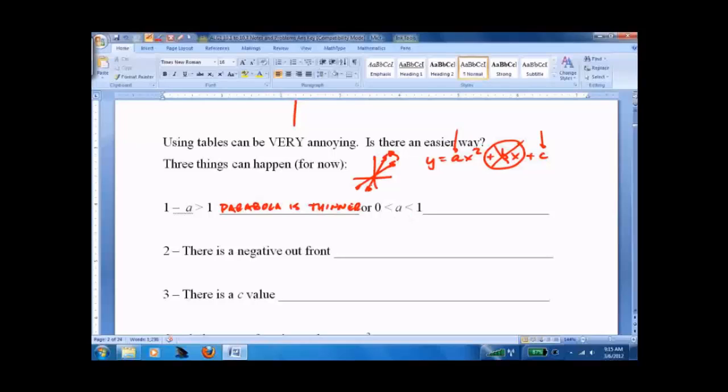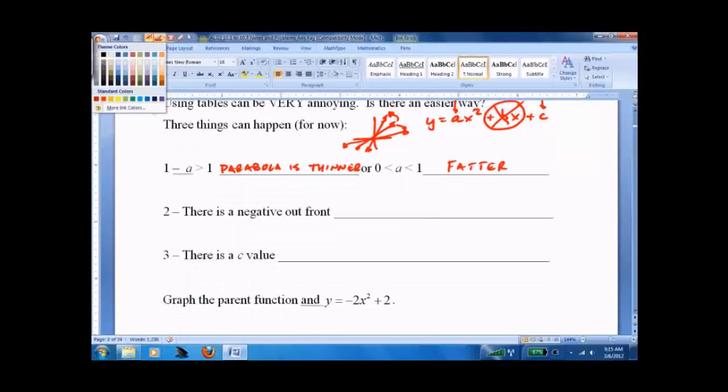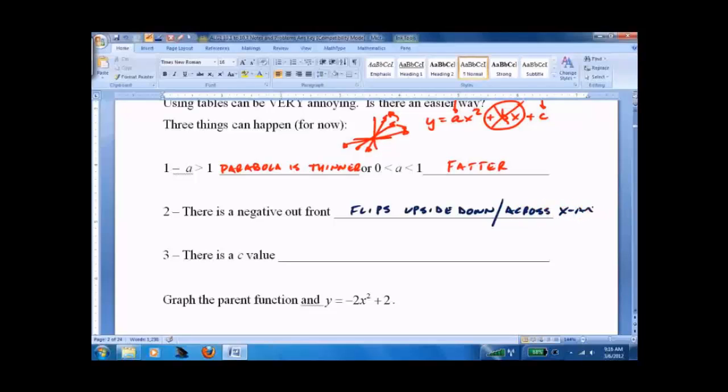If it is a fraction, just like here, 1/2 would be like this, it gets fatter. And they've got all sorts of nice technical terms. It becomes horizontally or vertically expanded. I just like to say fatter because that helps me remember what it's actually talking about. If there's a negative out front, it flips upside down. Technically, we say it flips across the x-axis. But I will live with upside down.